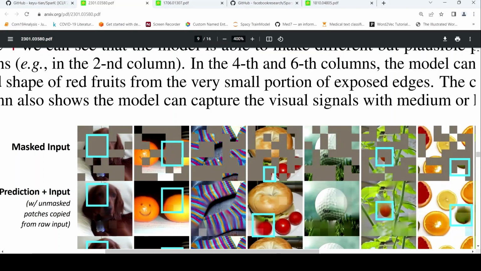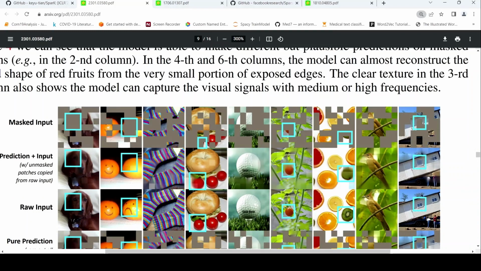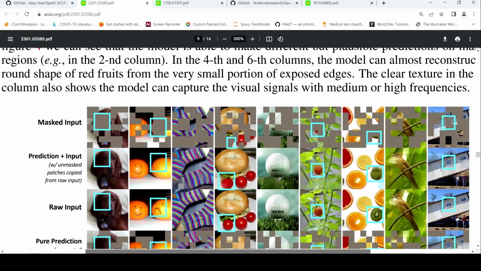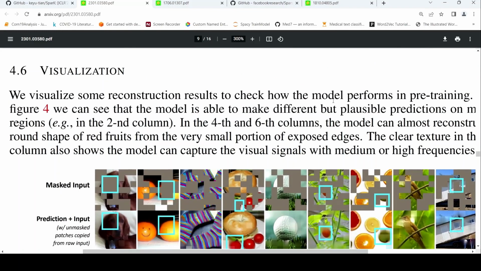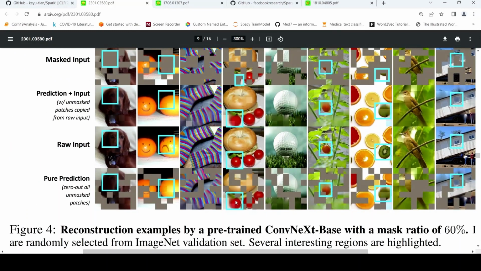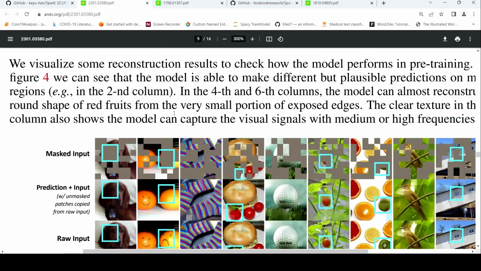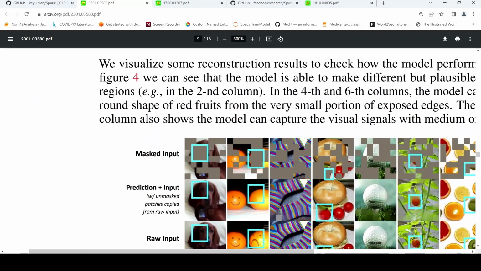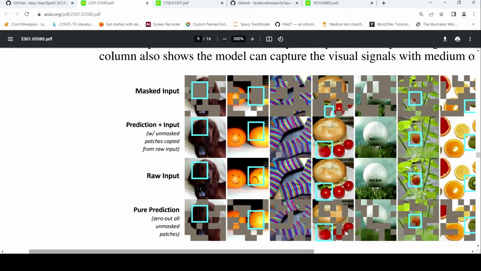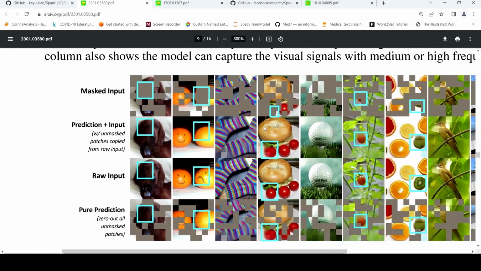Because the texture has been reconstructed, it can capture the visual signals properly. That is what is written over here: the model can capture visual signals with medium or high frequencies. The model can almost reconstruct the round shape of red fruits. Basically, it can almost reconstruct the round shape over here, and over here as well. That is what they say. So the model is able to make different but plausible predictions on masked regions. That's what they show over here, how well it predicts the masked regions.